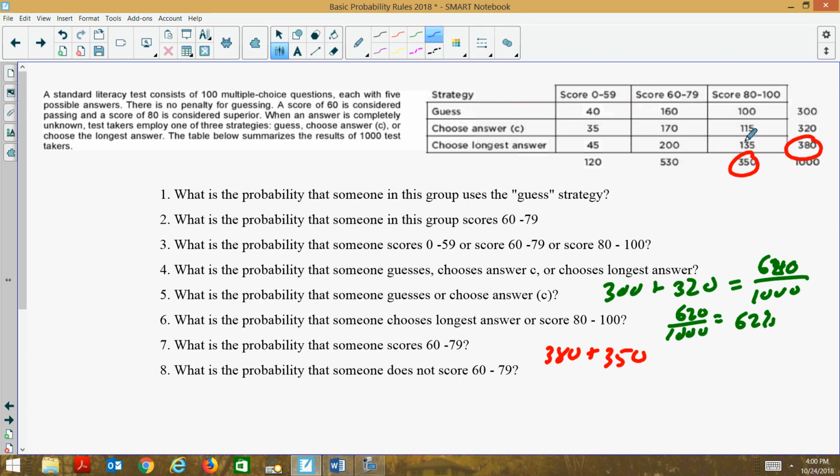If that's the case, we must deduct the intersection, because notice that when we first looked for the longest answer, we added 135 here. Now, when we want to see all the people who scored 80 to 100, that also includes 135. So we have to avoid double counting there. So the probability, just do some mental math here, 730 minus 135, 595. So the probability there is 59.5%.